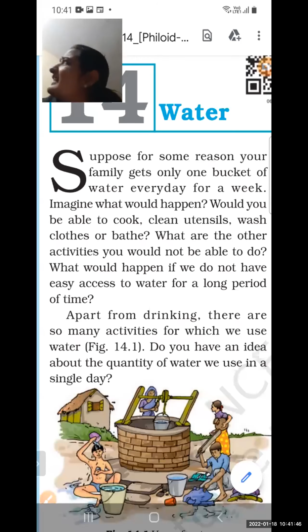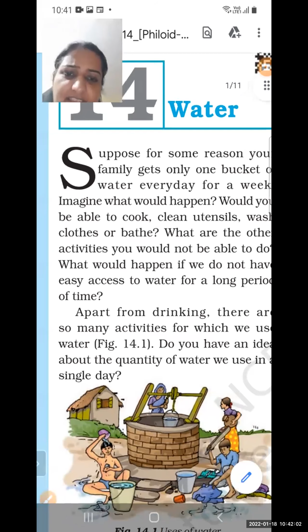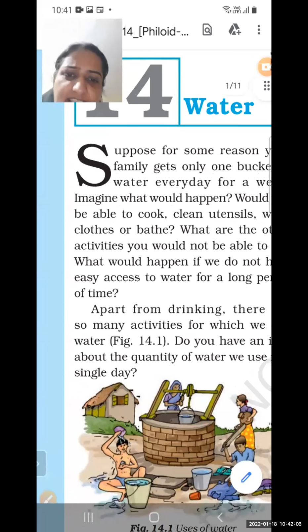Apart from drinking, there are so many activities for which we use water. It is used in drinking, in washing clothes, and also in bathing. And so the question arises, what are the uses of water?